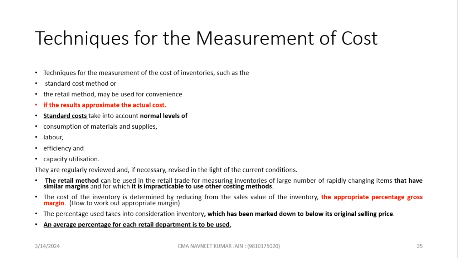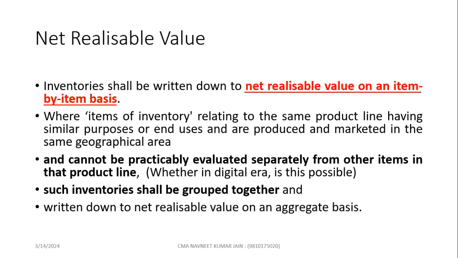The percentages used take into consideration the inventory which has been marked down to below its original selling price. An average percentage for each retail department is to be used. That we know that we do normally in the costing. We determine the shop wise overheads or the absorption rates and accordingly we do the valuation.